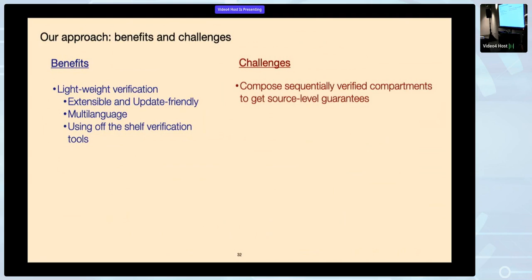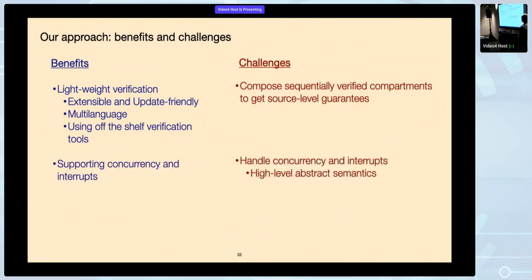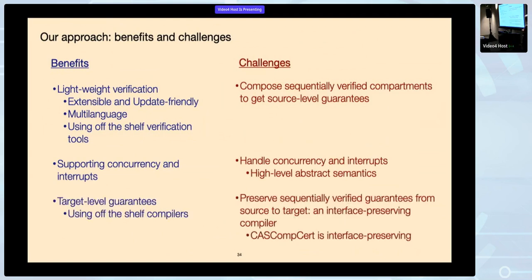Well, the challenge to get this benefit is that we need to be able to compose these sequentially verified compartments together and to get source level guarantees. And then we want to support concurrency and interrupts. So of course, the challenge is to handle concurrency and interrupts. And for that, we need a high level abstract semantics.